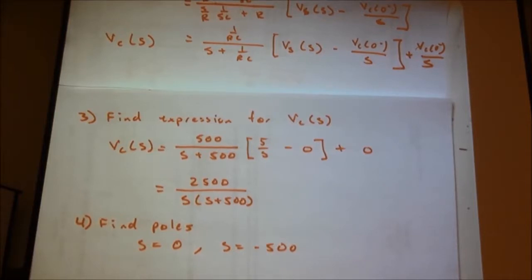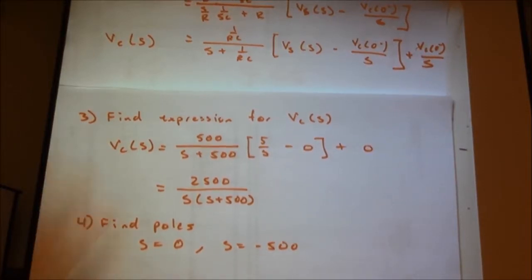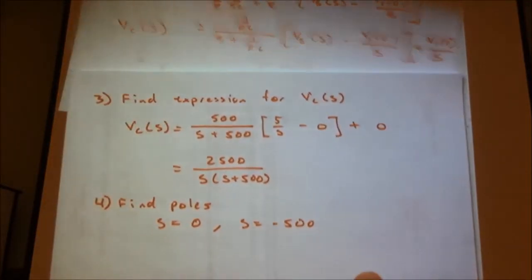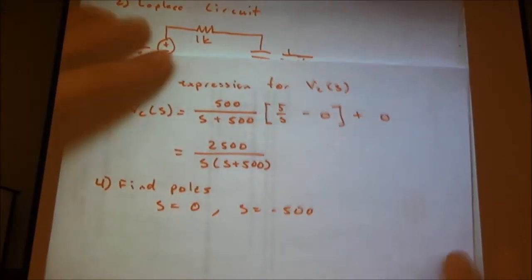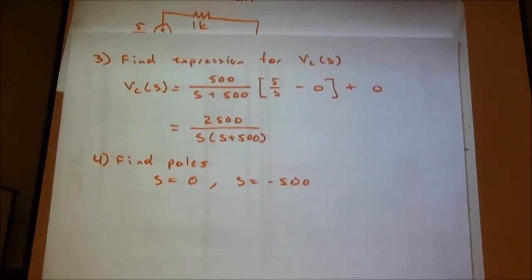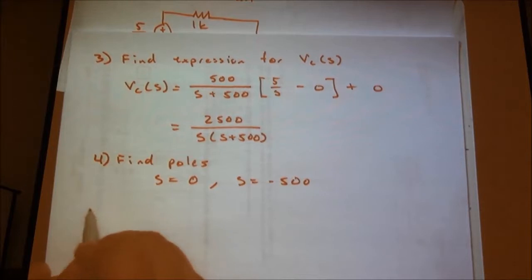Why the minus sign again? The minus sign corresponds to stability. We want our poles to be negative or at 0. At 0 is okay as well. So we want them to be in the left-hand plane. If we had a positive pole, we'd be in trouble because it would grow in an unstable manner. So there's our poles. We can do some partial fraction expansion.